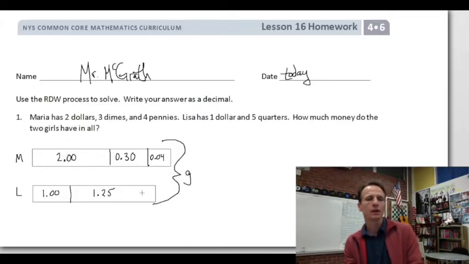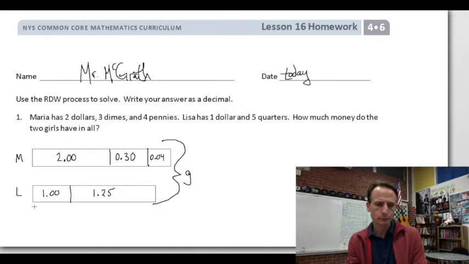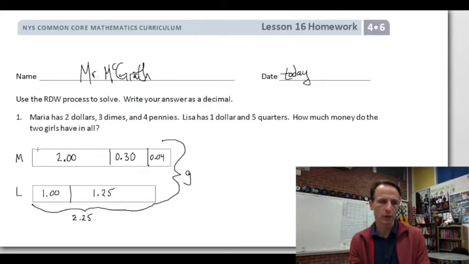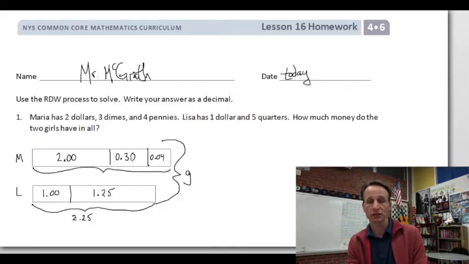Why not? Let's look at Lisa, though, and put what she has together. So her $1 and $1.25 in quarters, yes, is together $2.25. And while we're at it, well, let's do the same then for Maria. $2, 30 cents, 4 cents, $2, and yes, 34 cents, because now we can add them together quite plainly, right?